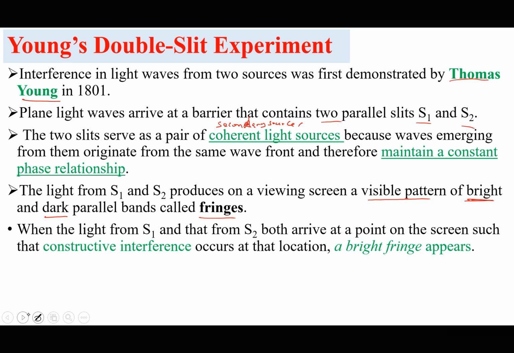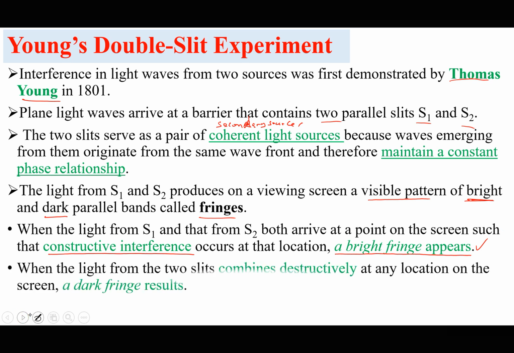Of course, we know that when the light from S1 and S2 both arrive at a point on the screen such that there is constructive interference, that is reinforcement, we expect a bright fringe to be formed, a maximum. On the other hand, if the light from the two slits combines destructively at any location on the screen, then we expect a dark fringe to be formed at that point. So we shall have alternating regions of dark and bright. A bright fringe, a dark fringe, a maximum, a minimum. These are called interference patterns.